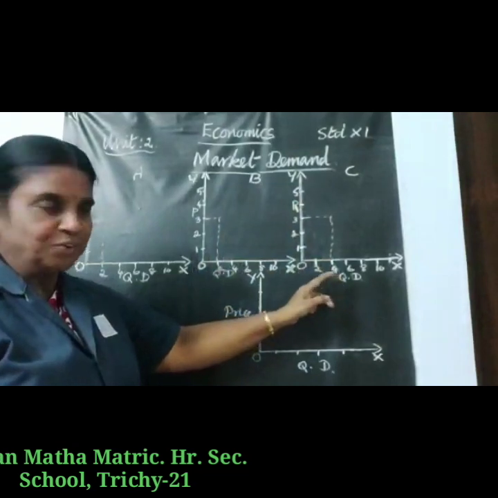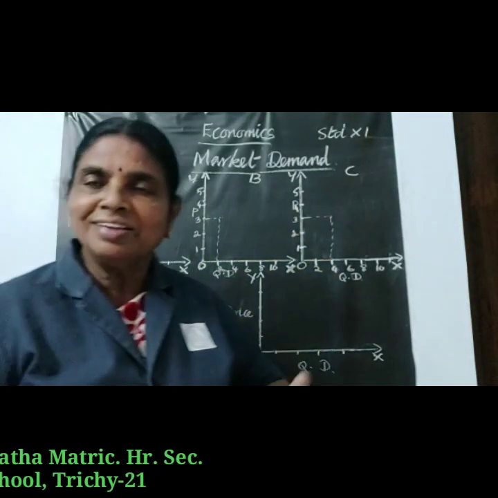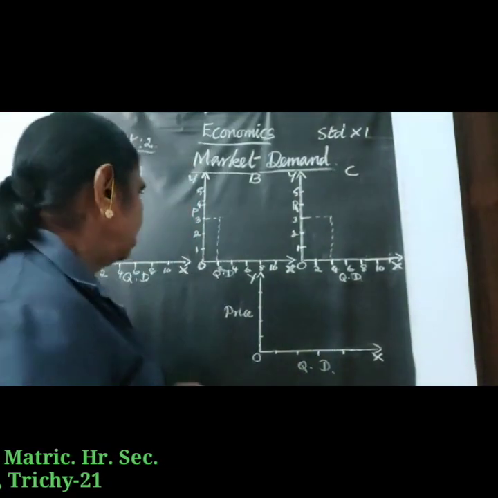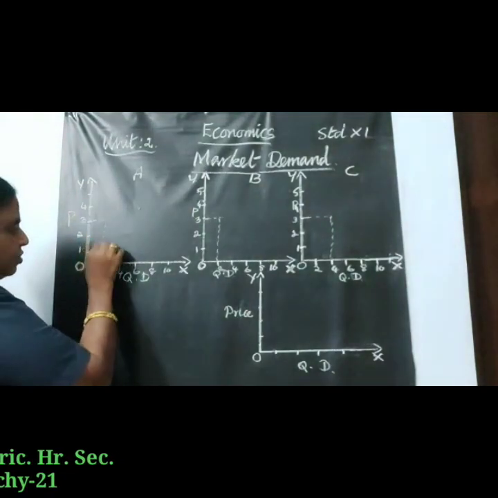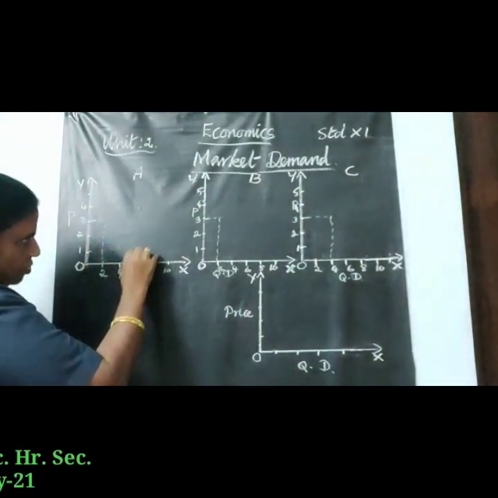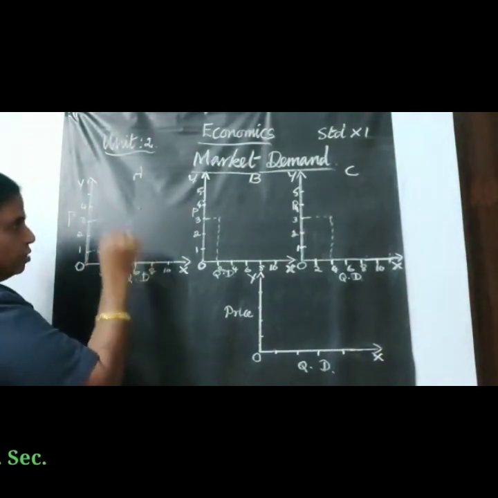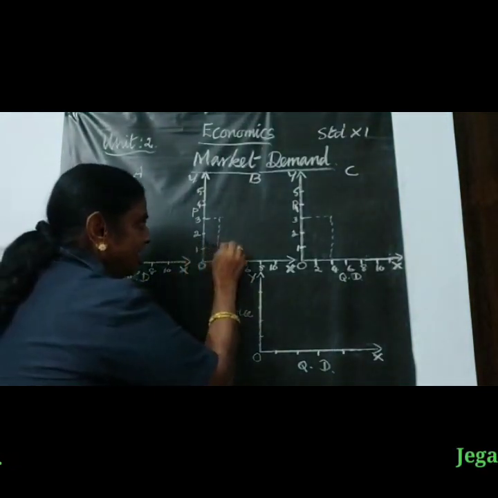So when the price is rupees 3, A and B are willing to buy only 2, whereas C is willing to buy 4. And now let us see, if the price is rupees 1 for a commodity, A is willing to buy 6. And if the price is 1 rupee, B is willing to buy 8.